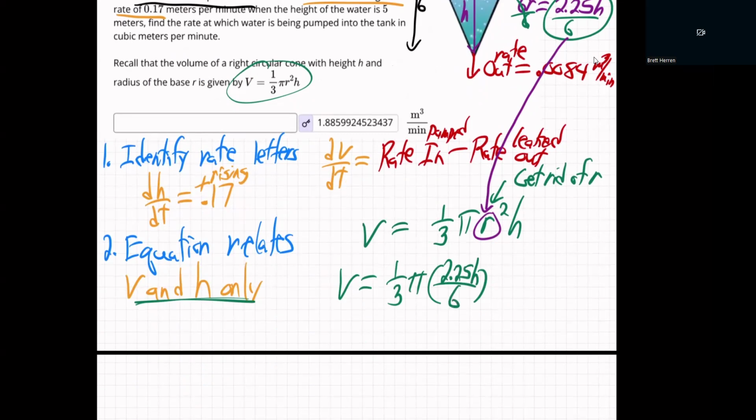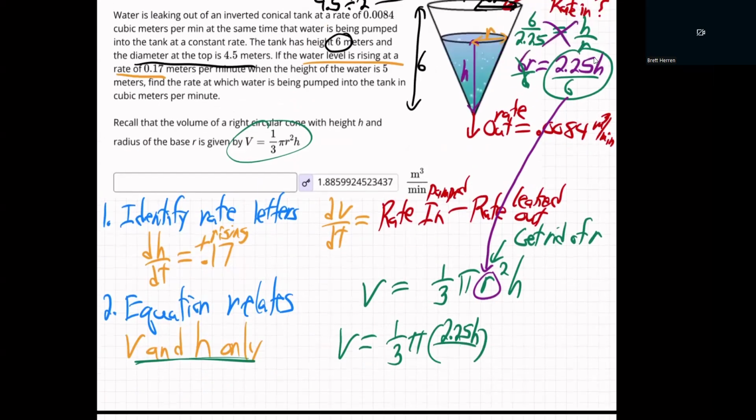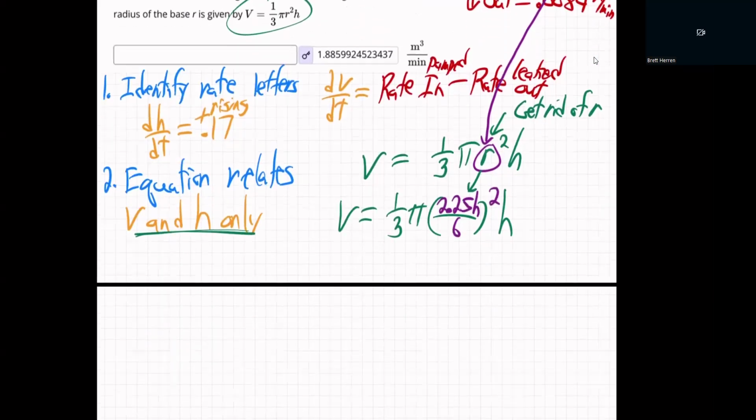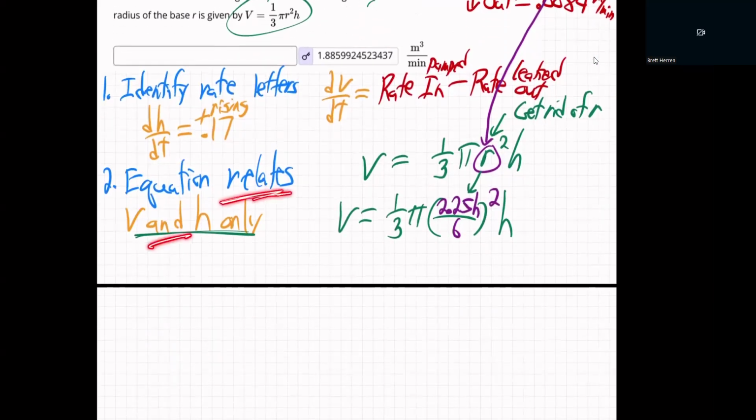2.25H over 6. Well, I should do that. Let me change the color for clarity. So 2.25H over 6 squared H. See that? I just plugged in, and now I've got a relationship, an equation with V and H only. Let's clean that up a little bit.